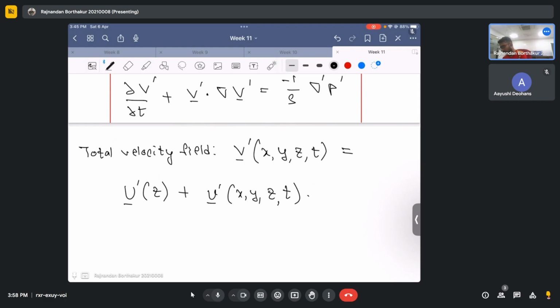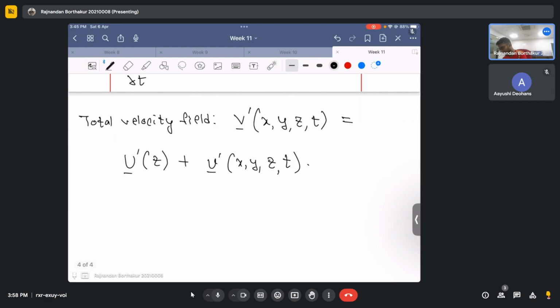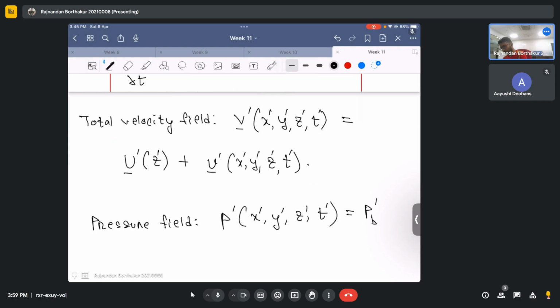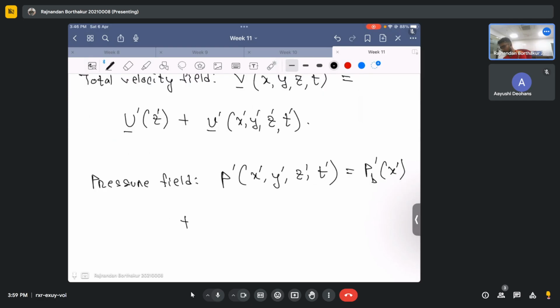So this is the total velocity field, and similarly the total pressure field. You can similarly write P prime, which has to be prime because these are all dimensional now; we will non-dimensionalize it later on. So P prime as a function of x prime, y prime, z prime, and t is equal to the base pressure plus the perturbations in pressure.